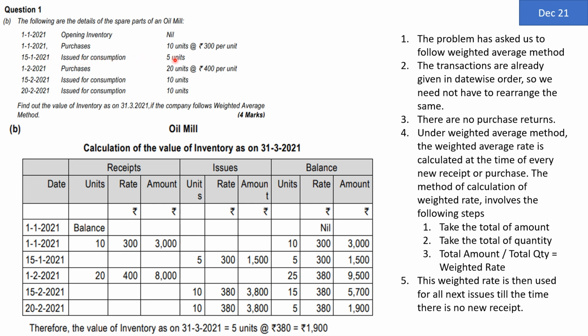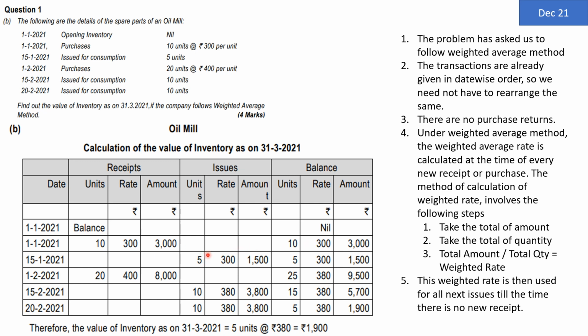Issue is for consumption, 5 units. Remember, we have already discussed weighted rate is calculated at the time of every new receipt, and here we are making issue. We are making issue for consumption. That means there is no need to calculate weighted rate. The rate which was applied or available on 1/1/21 can be applied to the issue quantity also.